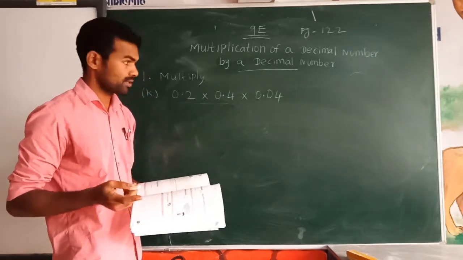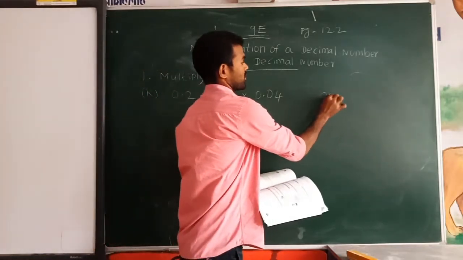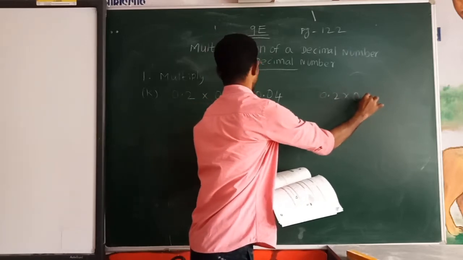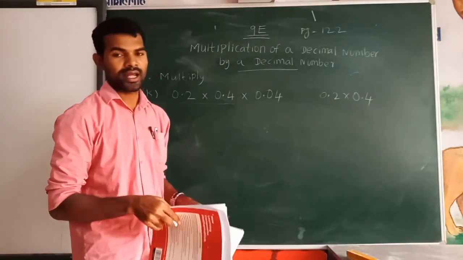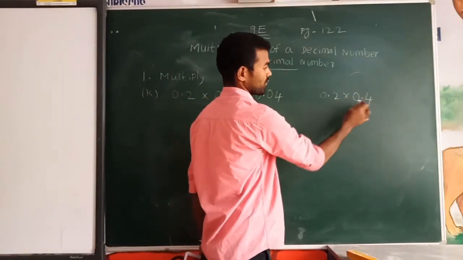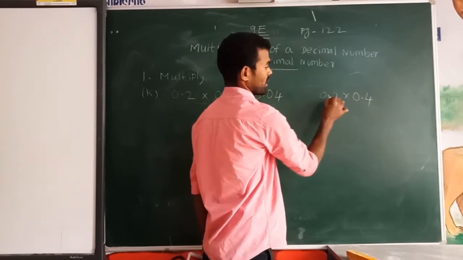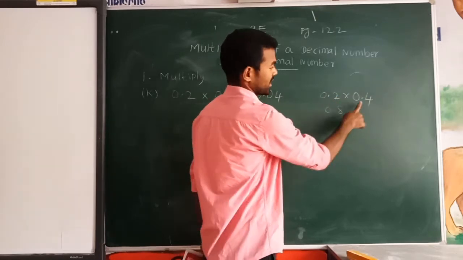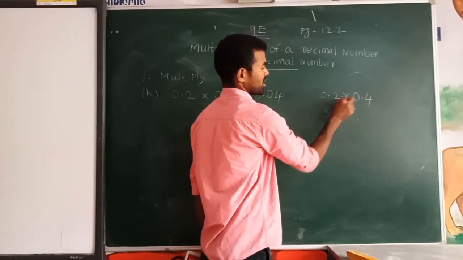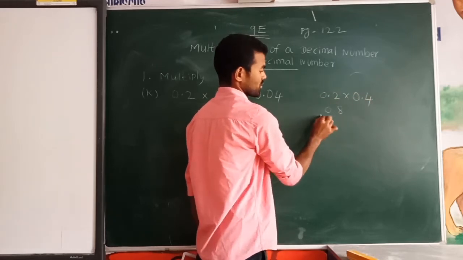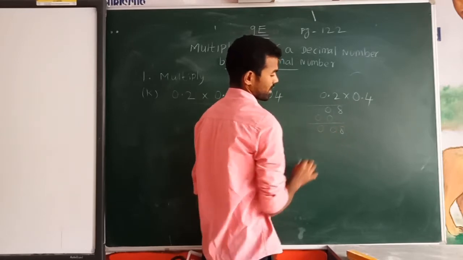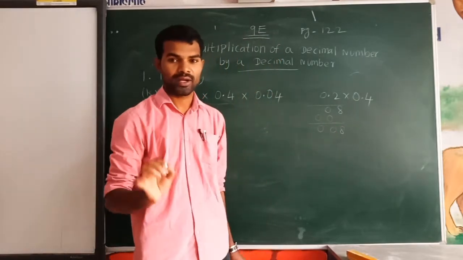Multiply both the numbers, 0.2 multiply 0.4. As usual, multiplication: 4 multiply 2, 8. 4 multiply 0, 0. Next, 0 multiply 2, 0, and 0 multiply 0, 0. So the answer is 8, 0, 0. Where to keep the point is also very easy.